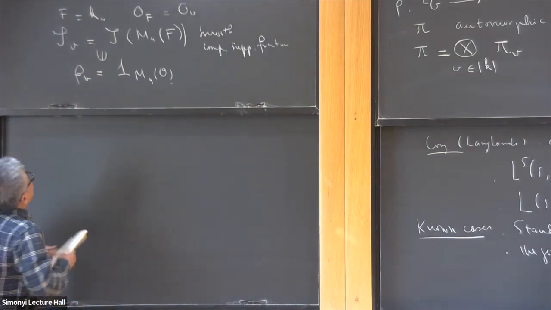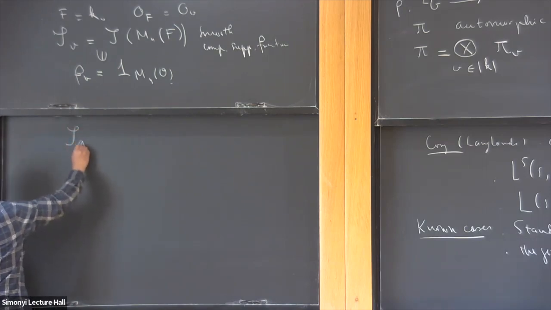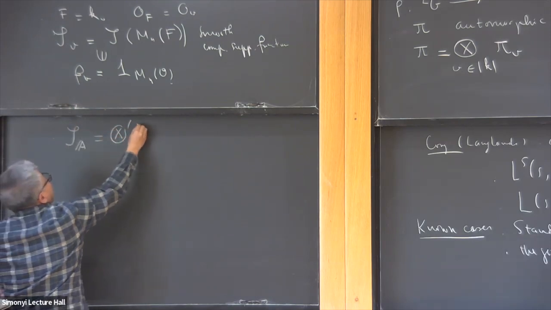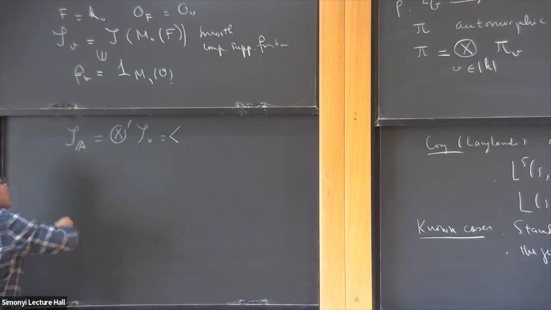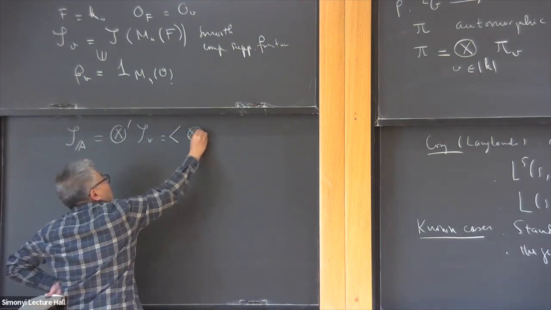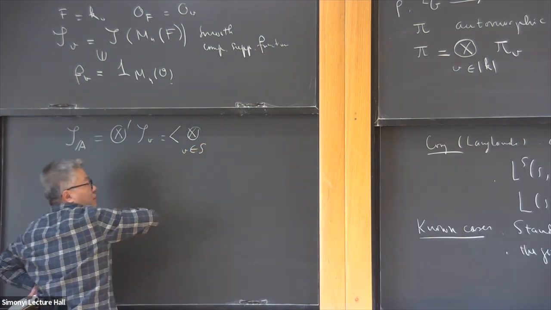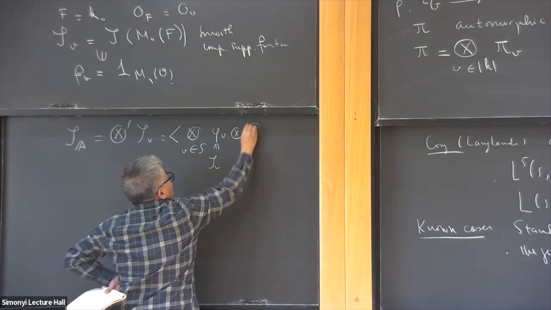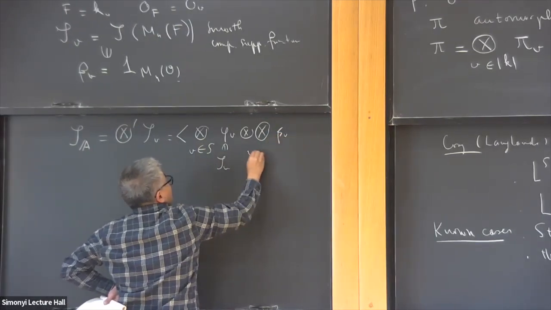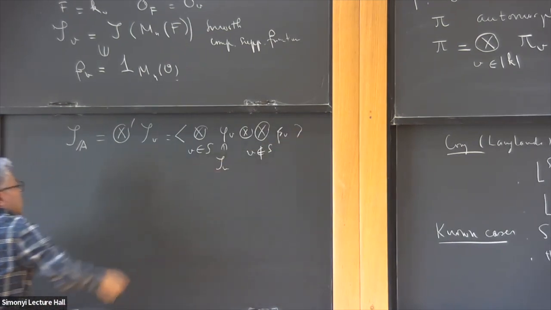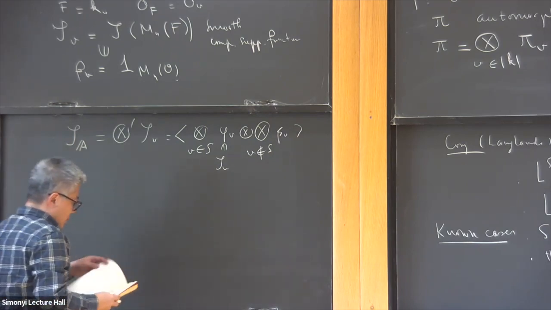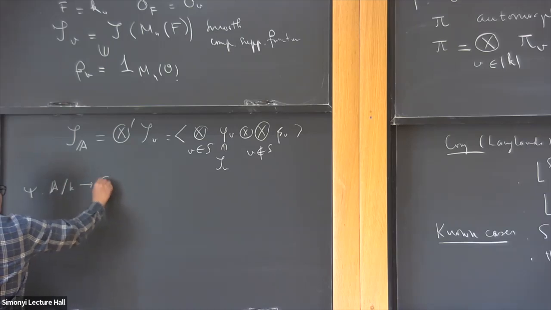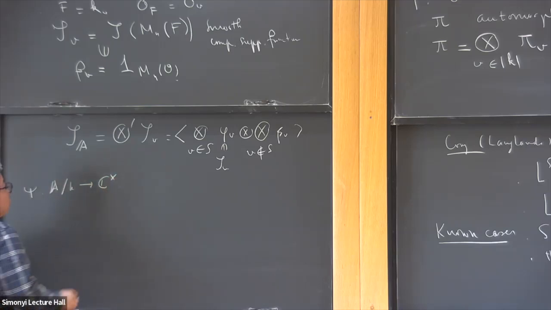And with the help of these distinguished vectors, you can form the adelic Schwartz functions, a tensor product in some sense of the S_v. Literally, it is the space of functions generated by functions of the form: for finitely many places, you can choose some arbitrary function phi_v in S_v, but at the remaining places you take the basic function beta_v. So take linear combinations of these functions. And then, with the choice of some additive characters, the Fourier transforms.